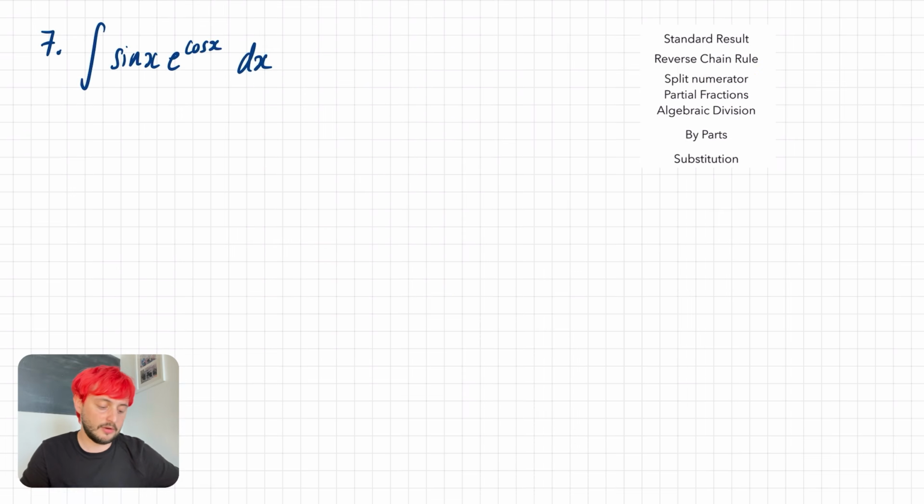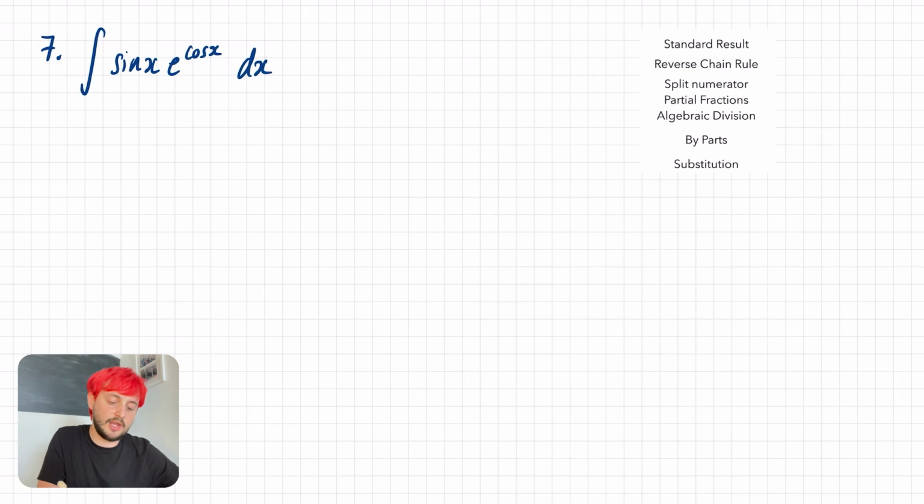Number 7 that we've got here, I wonder if you can remember what we said this one is. When I look at this, I see that sine x is related to this function that's inside the function. So I know that this one is going to be a reverse chain rule that we've got. So I know with e to the x functions, this is the main body of the function. The thing that will integrate to is just going to be e to the cos x.